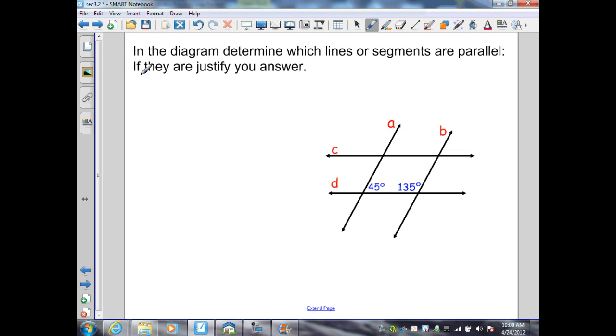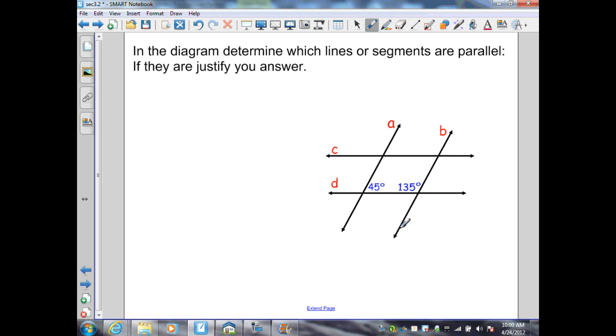In the diagram, determine which lines or segments are parallel. If they are, then justify your answer. Here, I have two angles, 45 and 135. They are same side interior angles with D as the transversal, because remember, a transversal must help form both of my special pair of angles. And the other two lines are A and B.